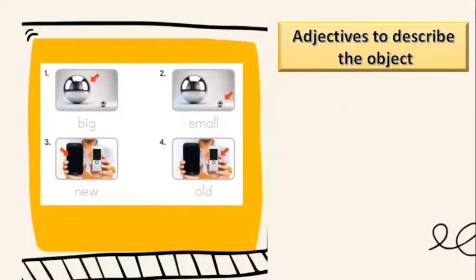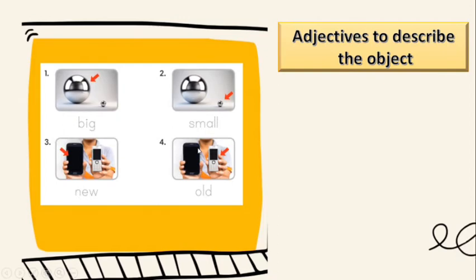Okay, now we learn to use adjectives. Here are example adjectives you can use to describe an object. Can you see the picture? Can you compare the first and the second picture? In number 1, see the pointer, it's big. And the second one, number 2, can you see the pointer, it's small.